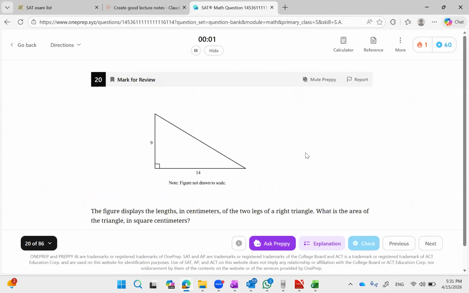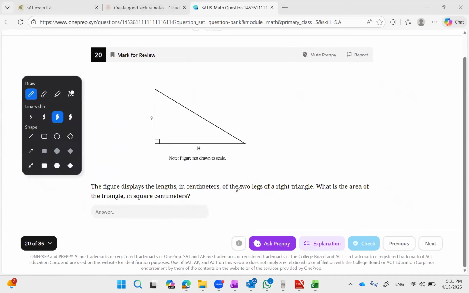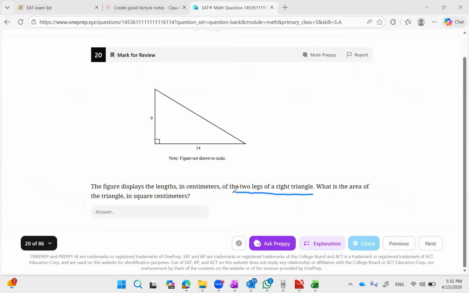Question 20 says that in the figure, display the length in centimeter of two legs. What do I mean by legs? Two legs. It's not the hypotenuse. So this is the one side leg, and this is the other leg. Legs are the two sides surrounding the right angle. Very good.